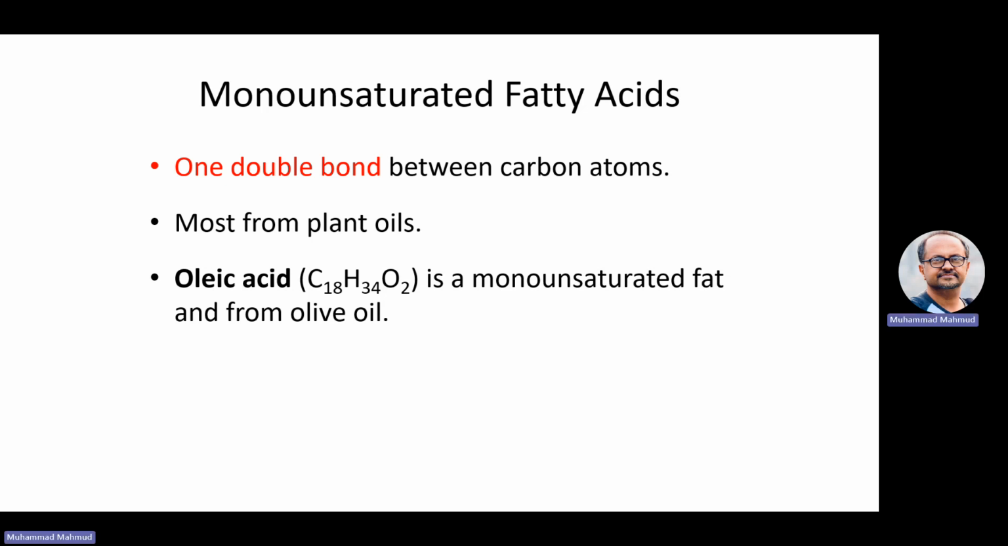If we find one double bond between carbon atoms, that will be a monounsaturated fatty acid. Again, if there is no double bond, this is saturated. If it is one double bond, monounsaturated. Mono means one. And most of them are found in plant oils. The plant oils are good most often because they are monounsaturated. An example is oleic acid, C18H34O2. That is a monounsaturated fat, and it is found in olive oil, which is of plant origin.